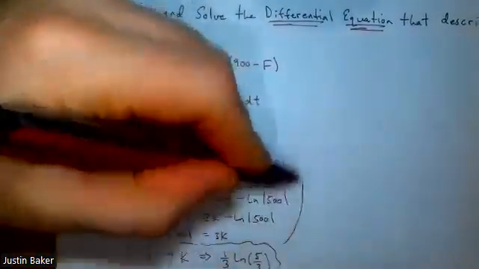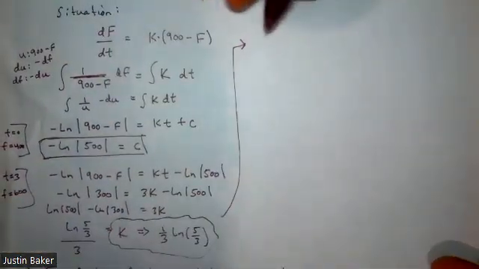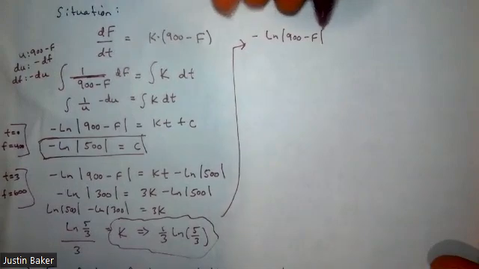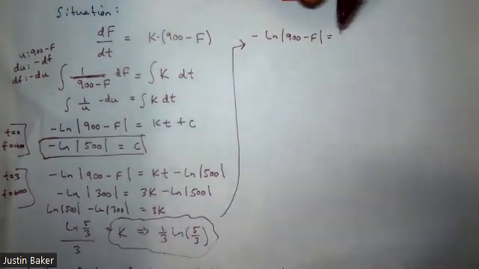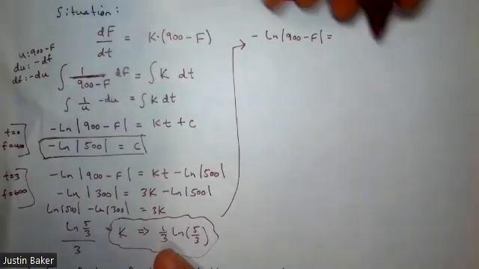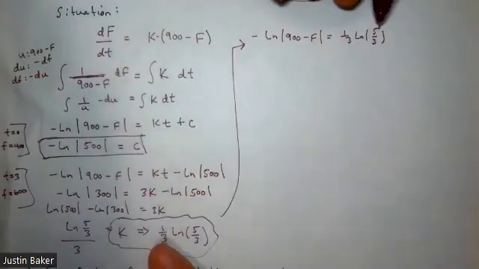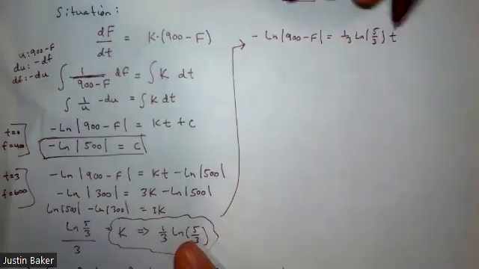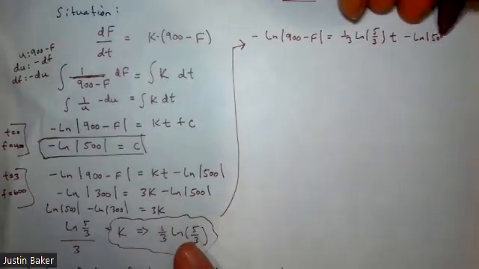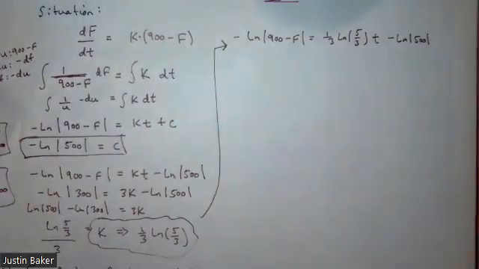Okay, so let's head back up to the top here and plug in what we've got. So what is that? We have negative natural log of 900 minus f is equal to kt plus c, but now we know what k is. k is 1/3 natural log 5/3, so that's kt, and then plus c, and c is negative natural log 500. Okay, so we are getting there.